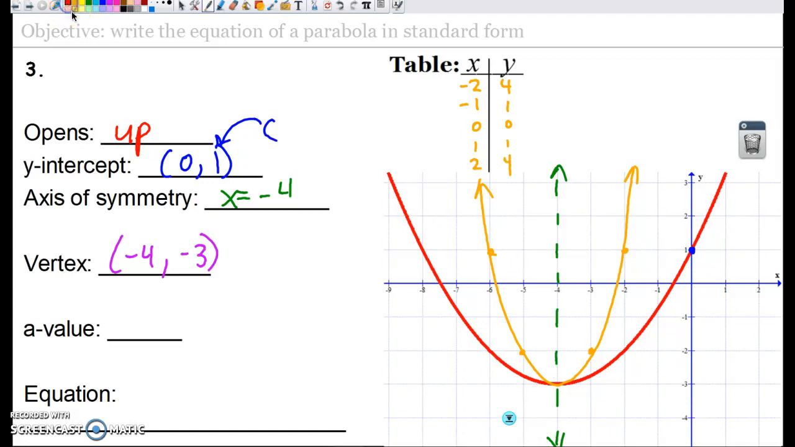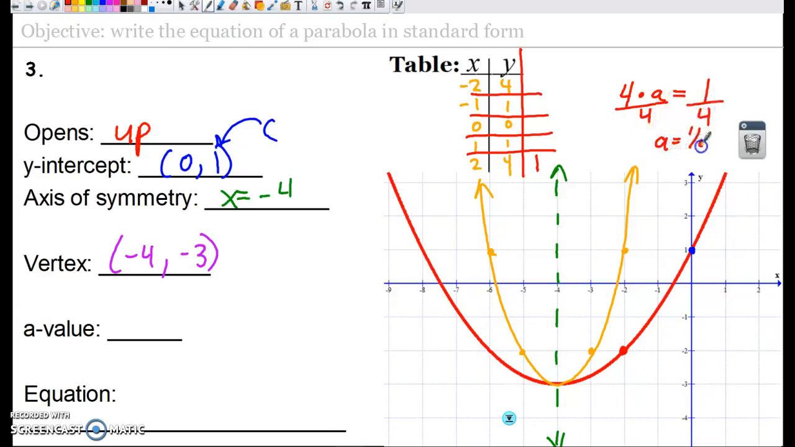Now if I go over here and check, it looks like instead of going over 1, up 1, I went over 1, up a little bit, but I can't really tell where that is. What if I go over 2, I should have been up 4, but instead of going up 4, I went up 1. So instead of going 2 over up 4, I went 2 over up 1. What would I have to multiply 4 by to get 1? 4 times my a value has to equal 1, so therefore a has to equal 1/4. A value has to be 1/4.